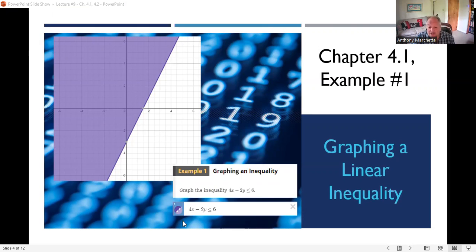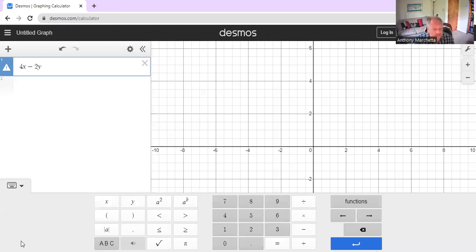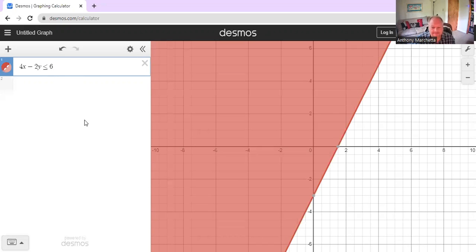Appreciate it. So let's see what it's like to graph this: 4x minus 2y less than or equal to 6. I just go right in and type in 4x minus 2y like so. And then to get my less than or equal to symbol, I'm going to come down here to this little keyboard symbol on the left, open it up, and look for that less than or equal to. Here it is. And then I'll go back in there. I could close my keyboard now and do a 6 like that.